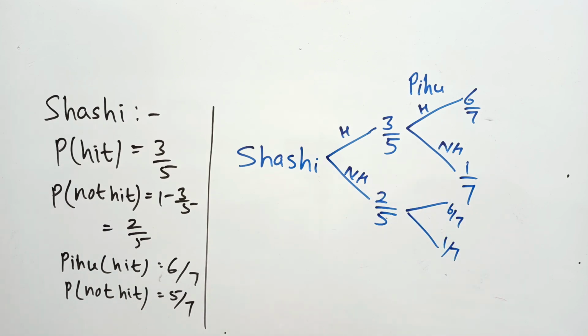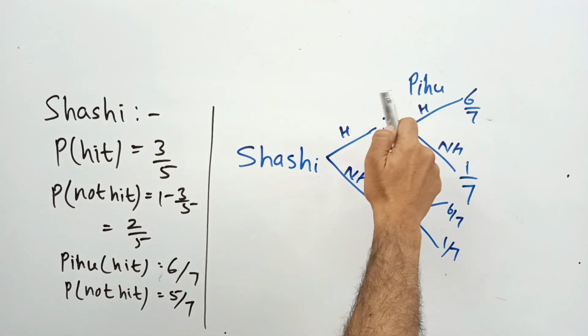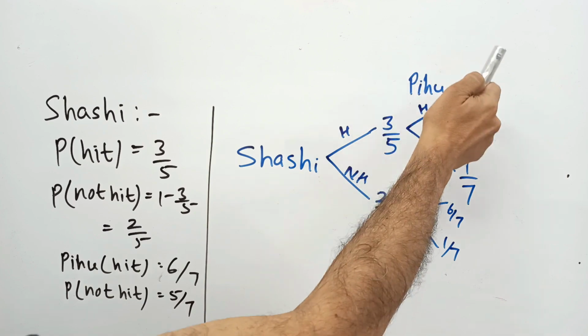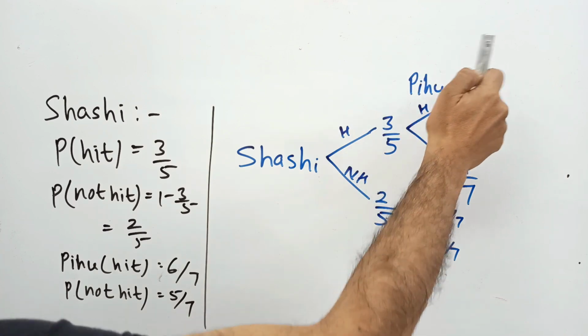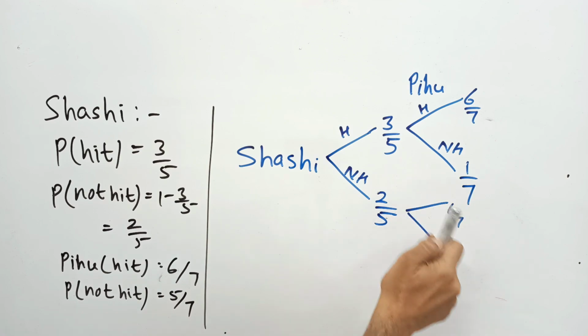देखिए इसको समझिए कि शशि को दो चांस मिलेंगे, उसके हर चांस में PU के भी दो चांस आएंगे. जब शशि चांस लेगा, PU लेगा, तो उसमें या तो हिट या नॉट हिट. जब शशि का चांस नहीं आएगा तब भी PU लेगा, या तो हिट या नॉट हिट.